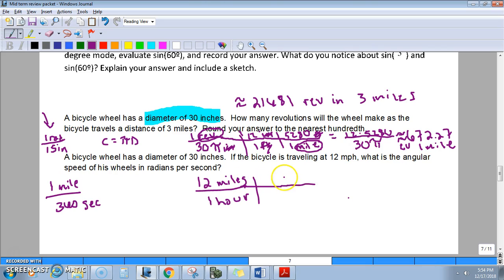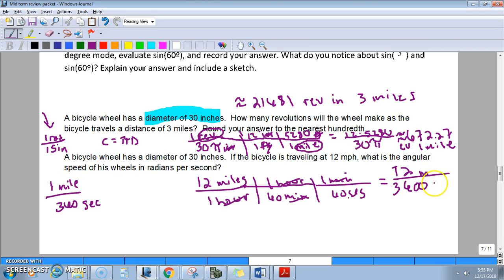So I know that 1 hour is 60 minutes. Oops, did that backwards. They need to cancel. 1 hour is 60 minutes, and 1 minute is 60 seconds. So that is equal to, my numerator is 12 miles per 3,600 seconds, which reduces down to 1 mile every 360 seconds.